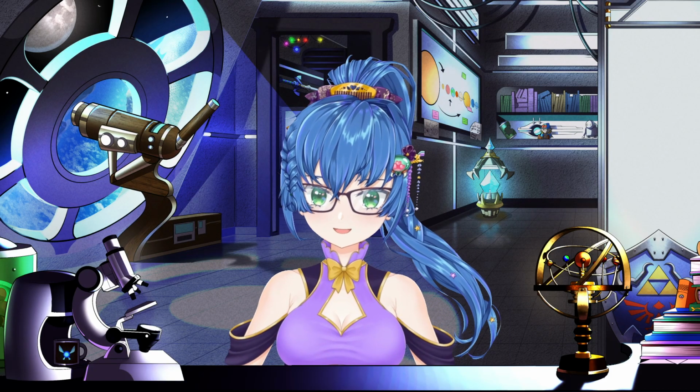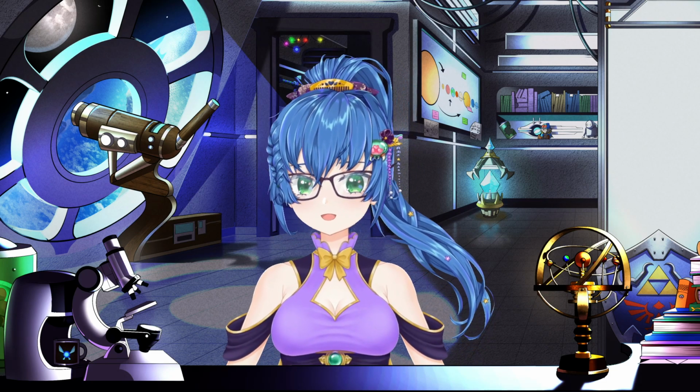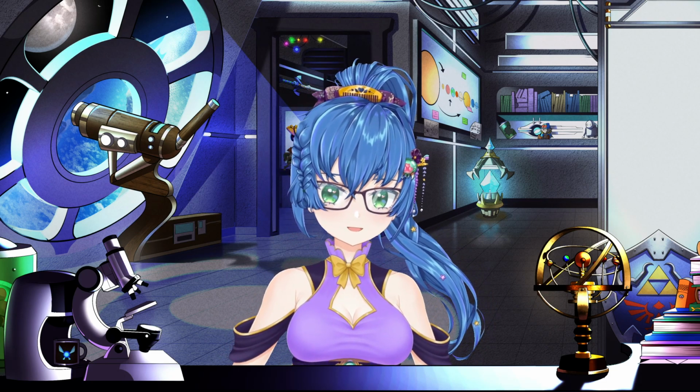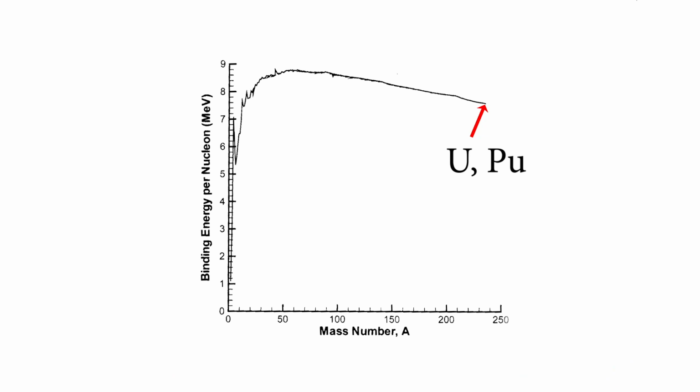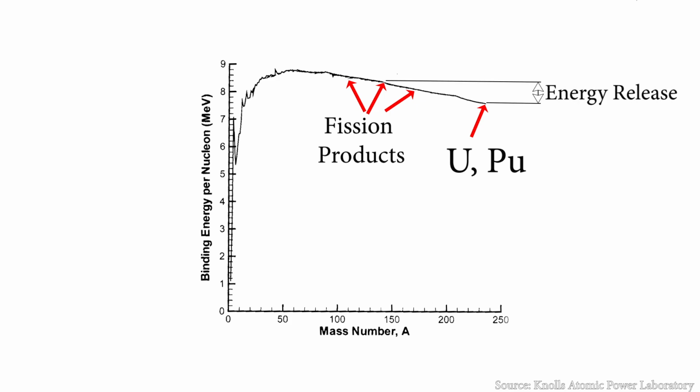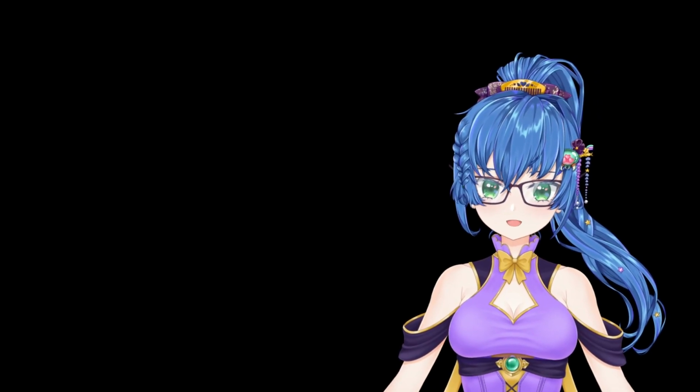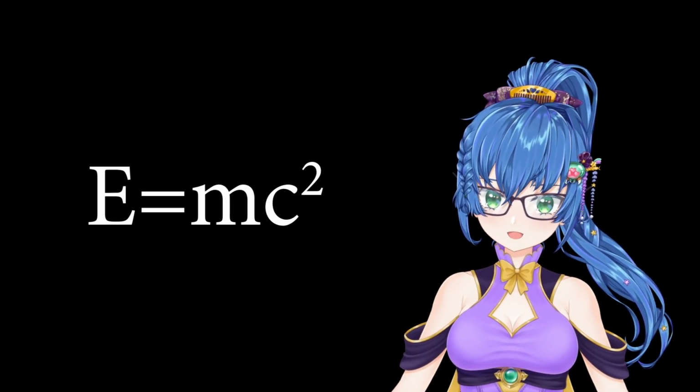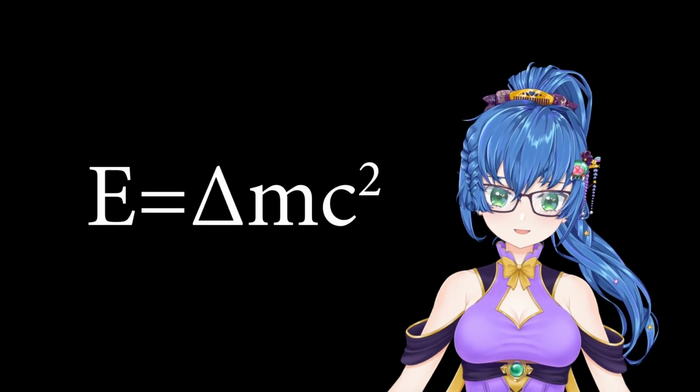When a heavy nucleus, like uranium, undergoes fission, the new atoms created, called fission products, will be further left on this binding energy curve, and even though the number of nucleons is the same, their overall mass is lower, and the difference is released as a massive blast of energy. And of course, that energy can be calculated using the most famous equation of all time, E equals mc squared, or in this case, delta m c squared.